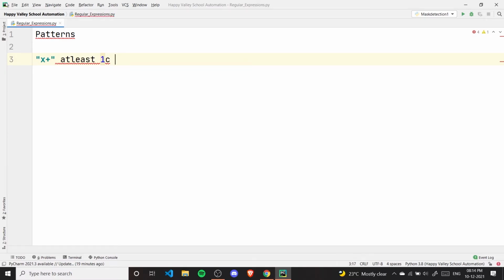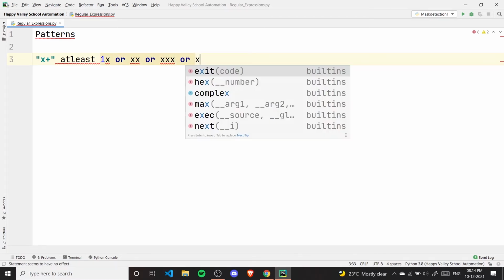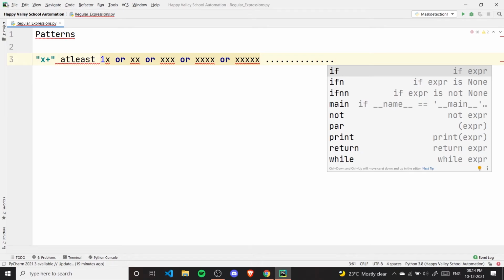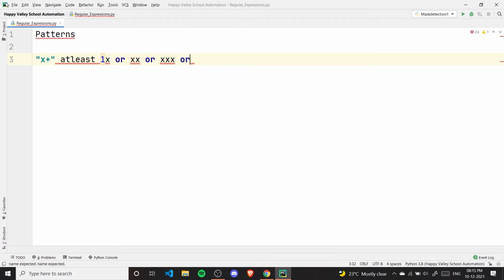1x or 2x or 3x or 4x or 5x and so on. So it can match 1x or 2x or 3x or 4x or 5x and so on. So this is the seventh type of pattern. So these are the different types of patterns. I hope you have understood this.